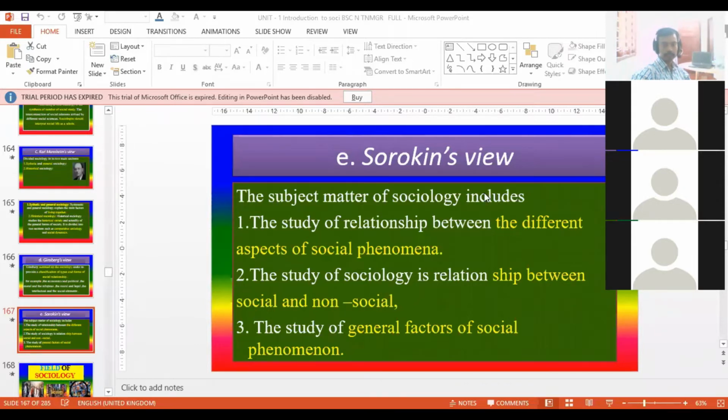Yes, sir. Can you talk about the difference between the synthetic school of thought and the formalistic school of thinking? The difference between synthetic and formalistic schools. Silpa.